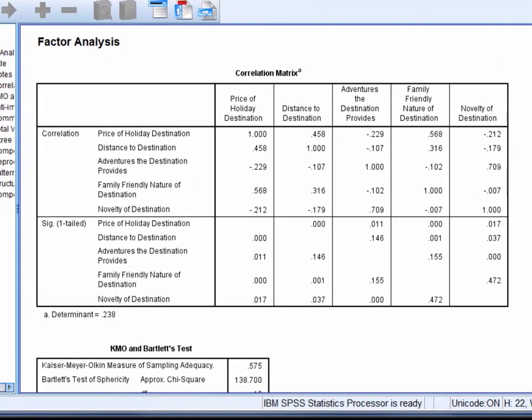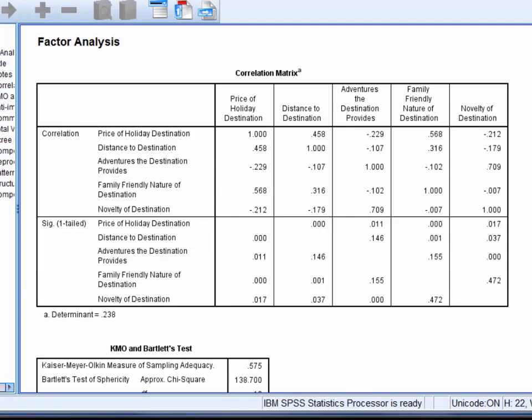So the first table of output is a correlation matrix, and in the top portion you can see the intercorrelations amongst participants' responses to the 5 items. So there's a number of substantial looking correlations here. So for example, the correlation between adventure and novelty is 0.709. A number of substantial correlations in the matrix suggest that the data, or more specifically the correlations between variables, can be summarized with one or more components.